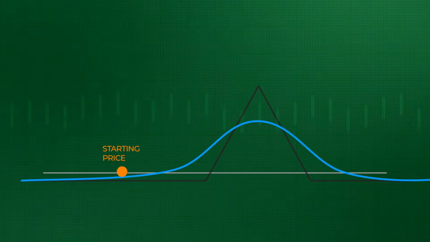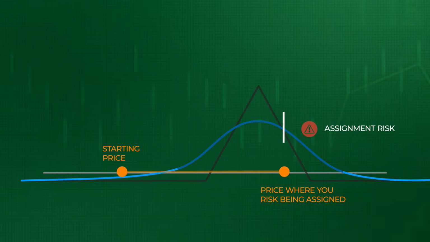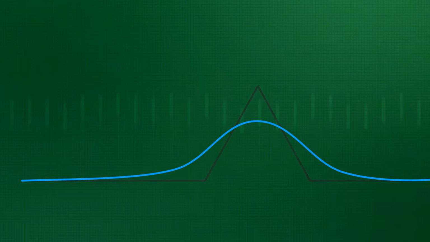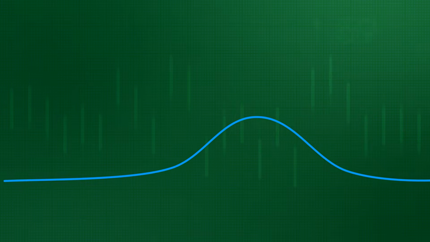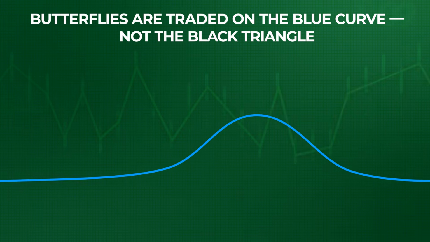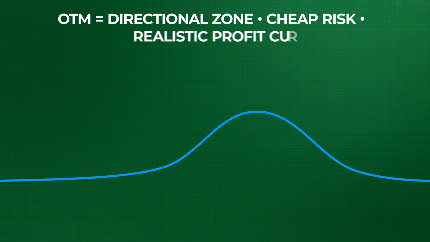And if price blows past your short strikes, the blue curve starts falling. That's where assignment and risk alignment come back into play. Another good time to exit. Remember, butterflies aren't traded for the expiration shape. They're traded to be closed before your options expire. So keep the blue curve in your mind when you use this strategy. After all, this is what makes out-of-the-money butterflies so effective.